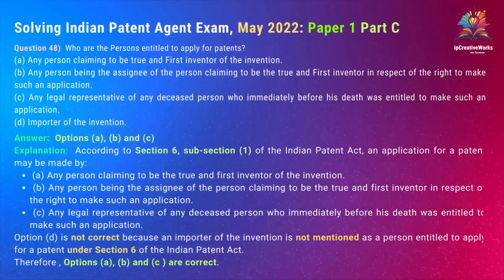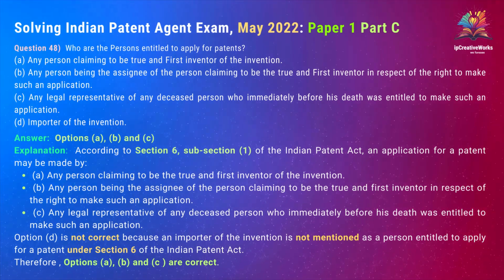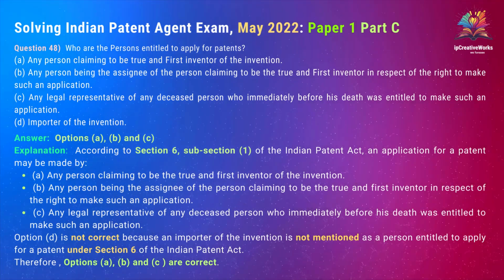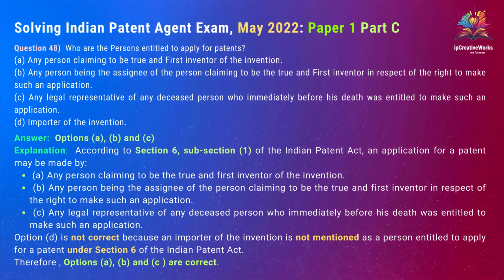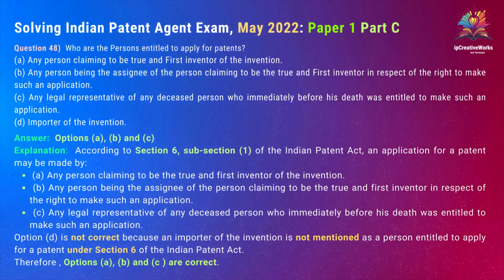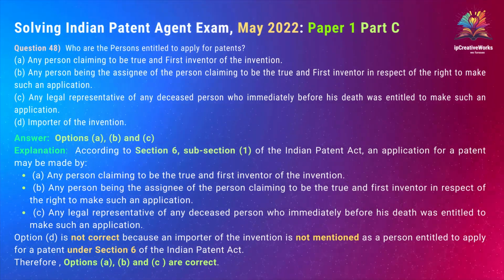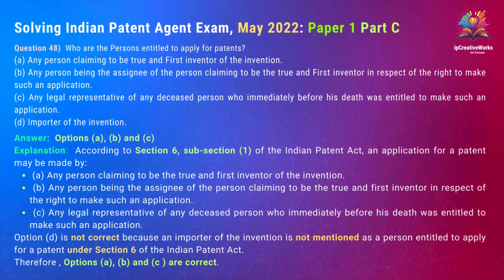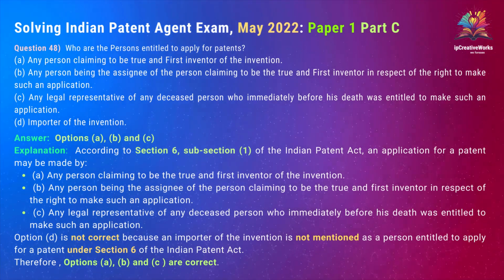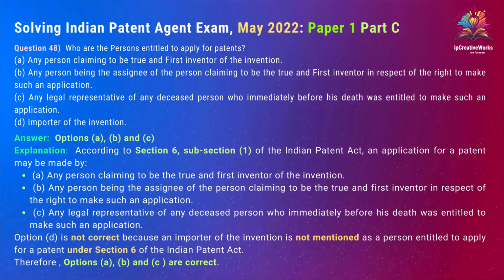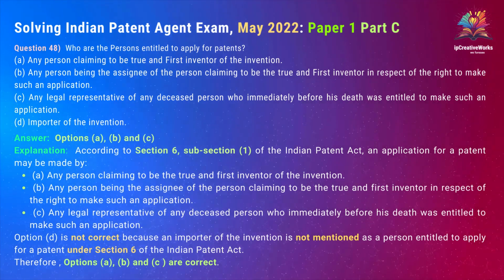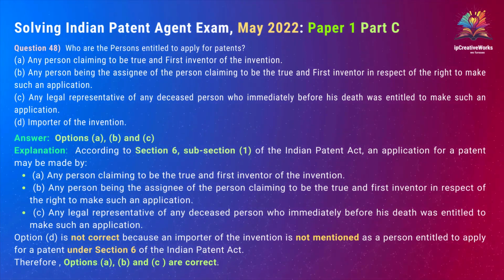Question 48. Who are the persons entitled to apply for patents? A. Any person claiming to be true and first inventor of the invention. B. Any person being the assignee of the person claiming to be the true and first inventor in respect of the right to make such an application. C. Any legal representative of any deceased person who immediately before his death was entitled to make such an application. D. Importer of the invention.